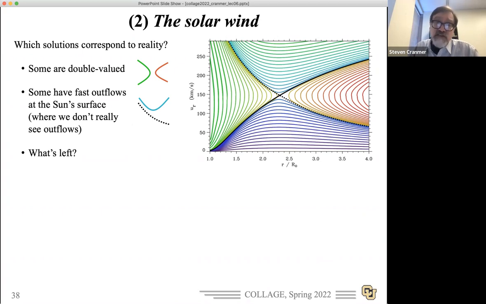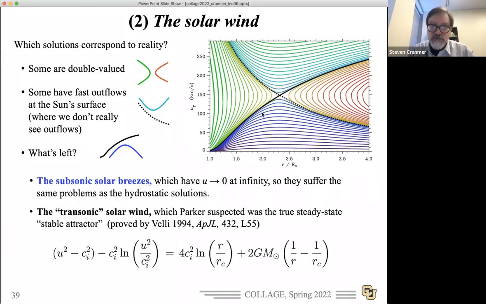The observations tend to show that the solar wind is very low velocity near the sun, and it accelerates as you go out. So that points the way to these last two solutions, right? There's the solid black solution that's increasing through the critical point, and the dark blue ones that always remain subsonic. These are the so-called solar breeze type solutions. And they were popular for a while in the late 50s and early 60s.